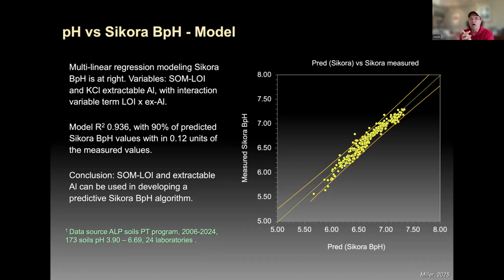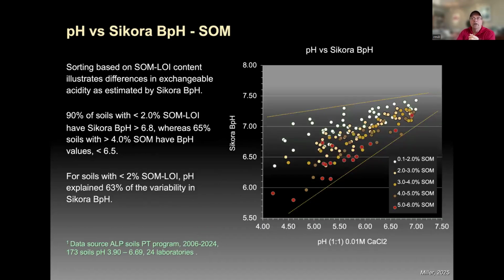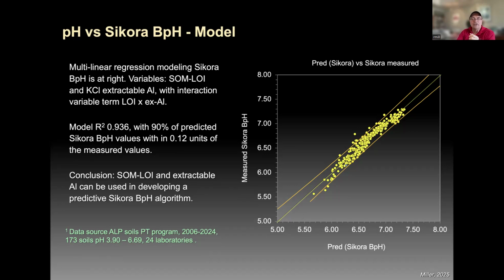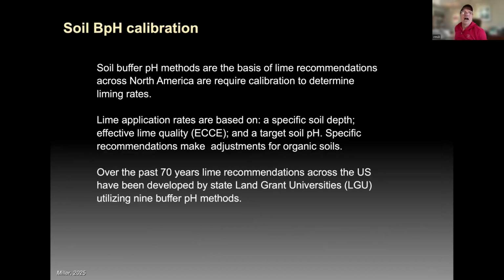There's only 1, 2, 3, 4, 5, 6 data points that fall outside those 95% confidence levels. It truly goes to show you that we could probably estimate the reserve acidity if we just know, in this case, organic matter and KCl extractable aluminum. Okay, so sorry, I have to turn my mouse wheel here to advance.